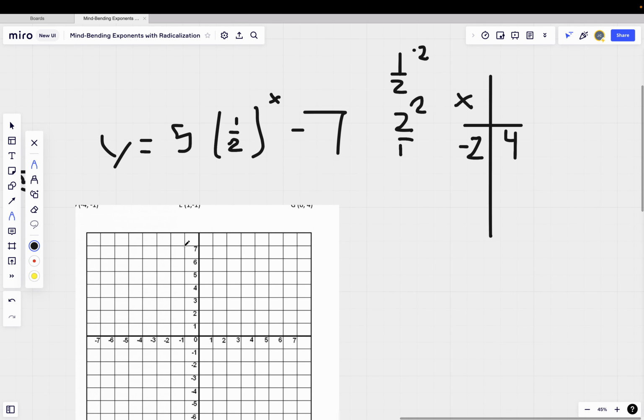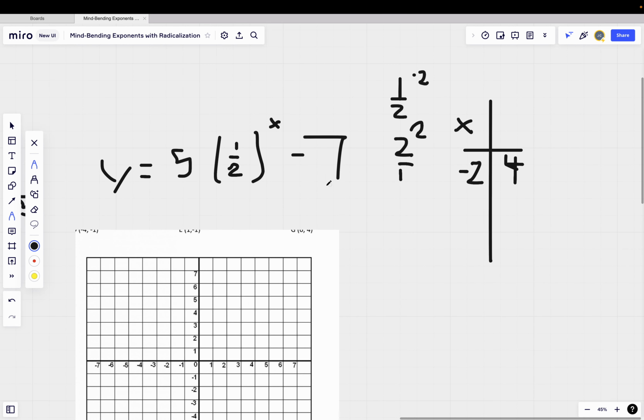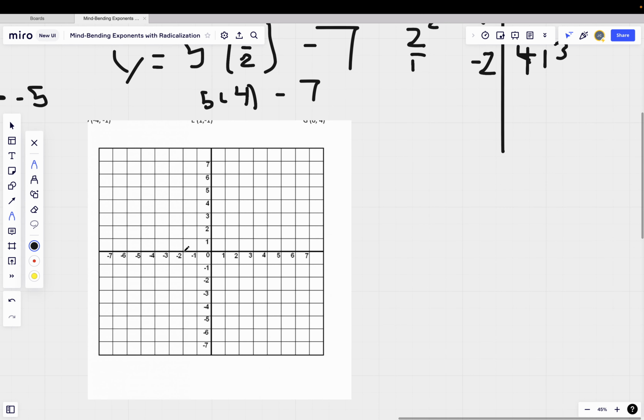So, wait, we missed a step. Look, we got 4, right? But then it's 4 times 5, which gives us 20, right? 20 minus 7 equals 13. So it's actually 13. So when x equals negative 2, y equals 13. We don't have to put it on the graph, so we're just going to go a little bit above the graph, because it's off the graph. Like, the graph can't cover it.